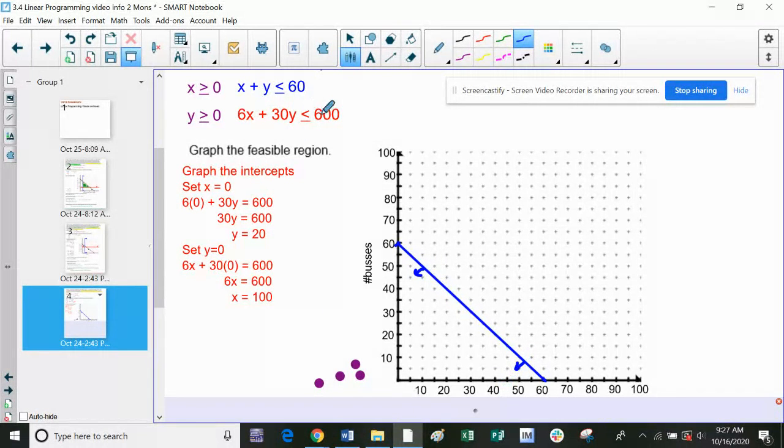Now, with this red equation, I went ahead and graphed the intercepts. I set X equal to 0 and found the matching Y value. I set Y equal to 0 and found the matching X value.